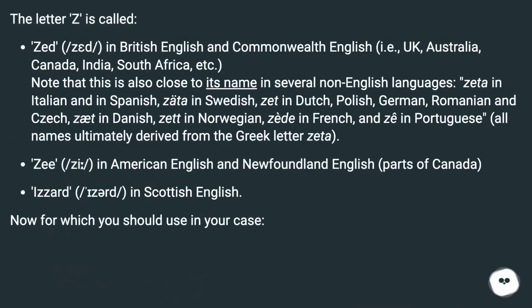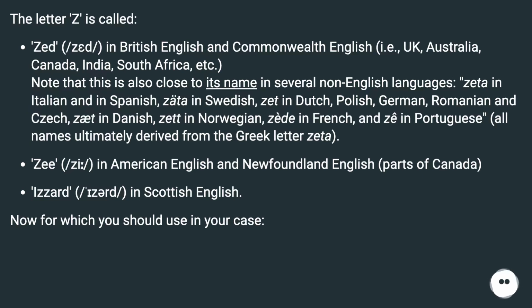The letter Z is called Z in British English and Commonwealth English, i.e., UK, Australia, Canada, India, South Africa, etc. Note that this is also close to its name in several non-English languages: Zeta in Italian and in Spanish, Zeta in Swedish, Z in Dutch, Polish, German, Romanian and Czech, Zate in Danish, Z in Norwegian, Zed in French, and Ze in Portuguese, all names ultimately derived from the Greek letter zeta.